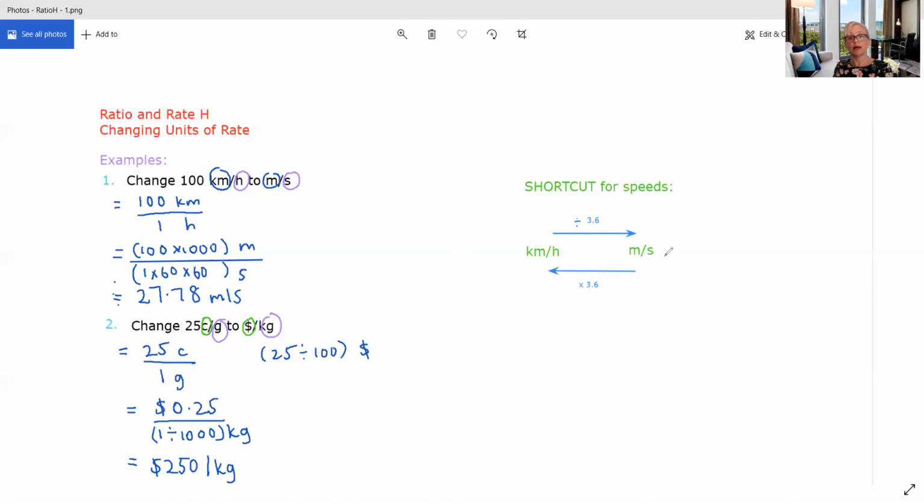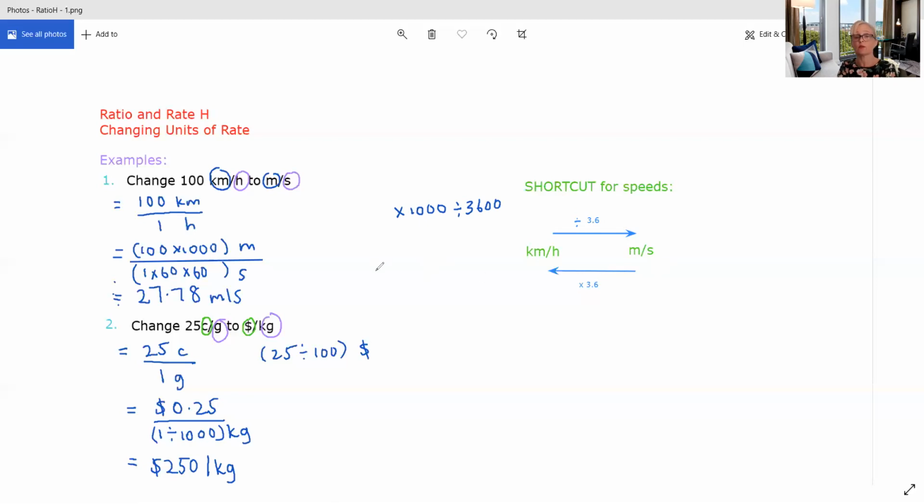Just a little shortcut. A lot of people learn this. It's fine to learn it as long as you know how to get there. Once you've done a few of these questions going from kilometres per hour to metres per second or vice versa, you will notice that to go from kilometres per hour to metres per second, you end up dividing by 3.6. That's because you're multiplying by 1,000 and you're dividing by 3,600. So that's equivalent to dividing by 3.6.